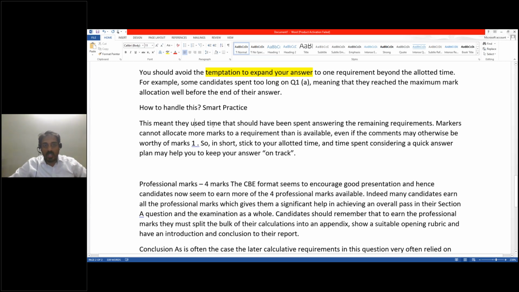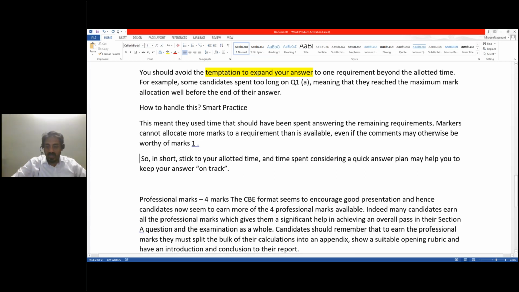This means that they use the time that should have been spent answering the remaining requirement. Markers cannot allocate more marks to a requirement than is available, even if the comments may otherwise be worth marks of one. What does that mean?